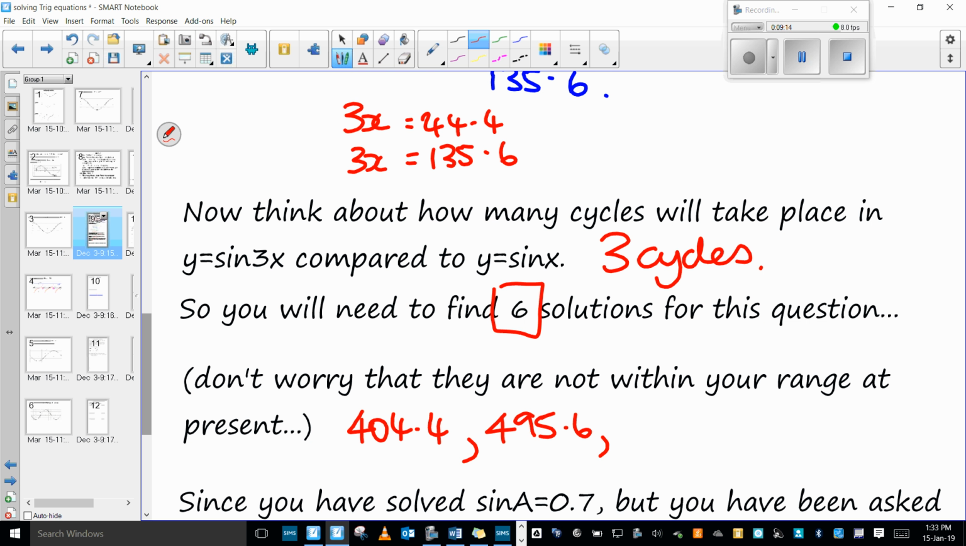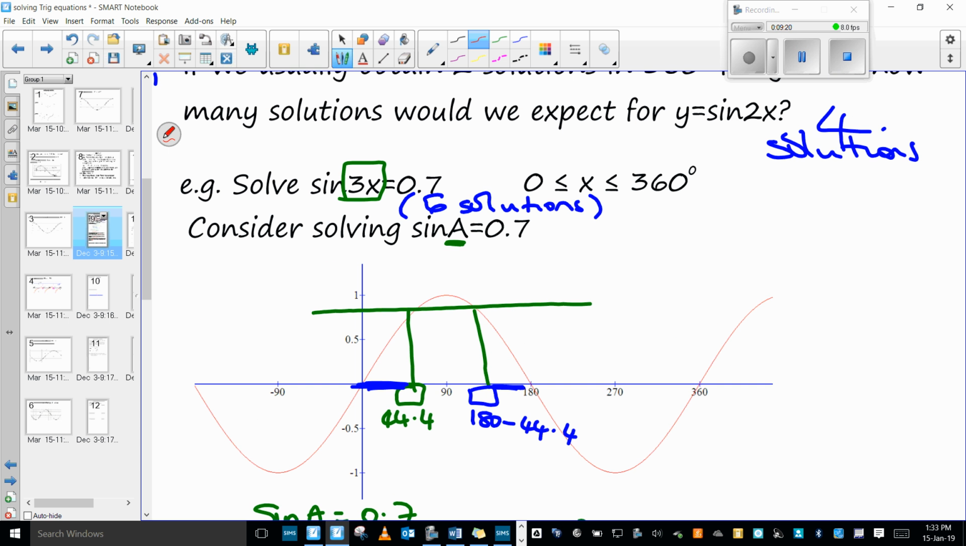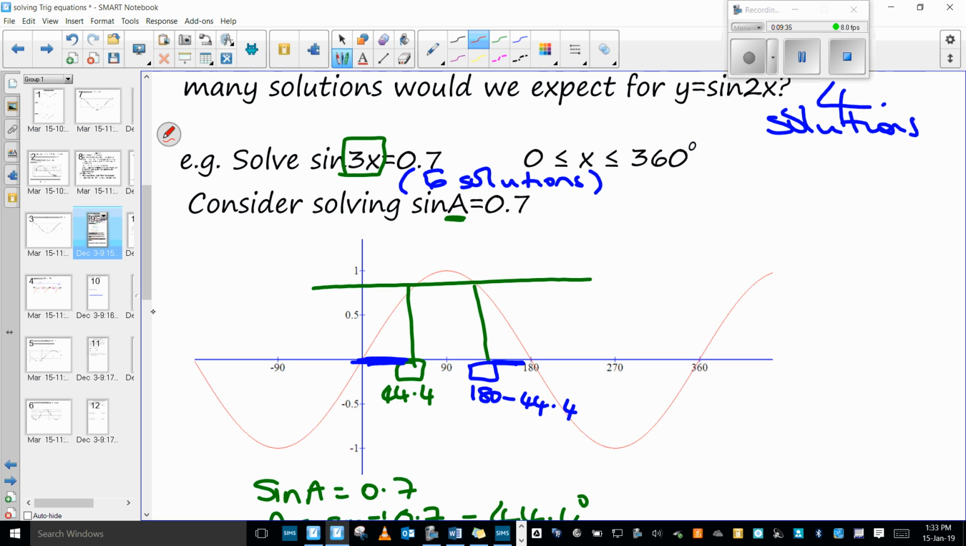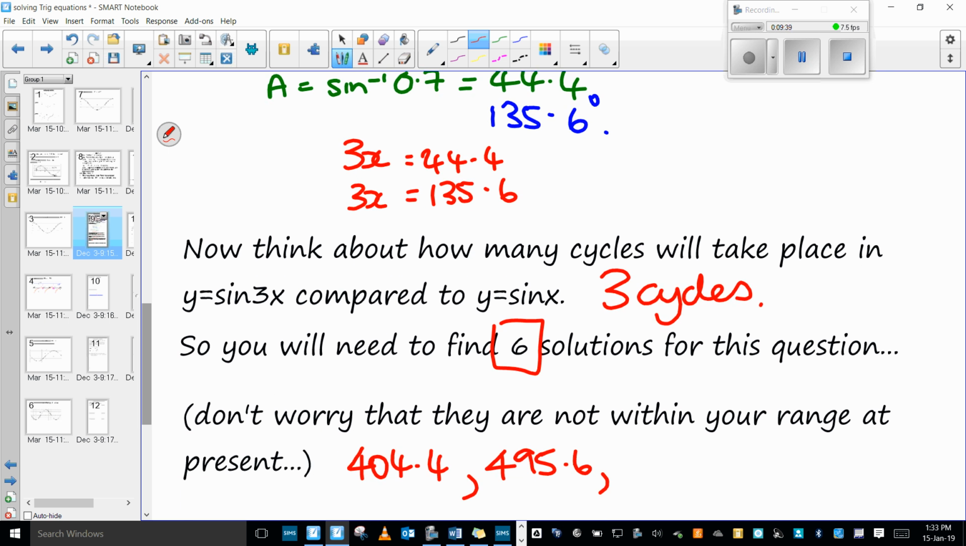So that would only be if, remember up here, they want between 0 and 360. So none of your answers is going to be negative. So you only take it off depending on what the range is up here. Now, Olivia just said, well, hang on, that's not in our range. It's not yet. I did say here, don't worry, they're not in your range at present. They will be in a second.